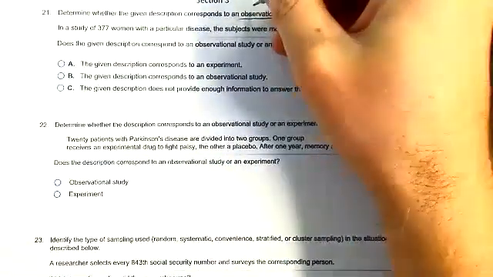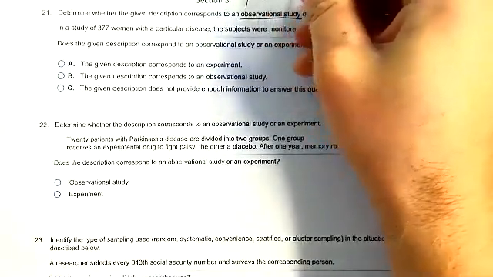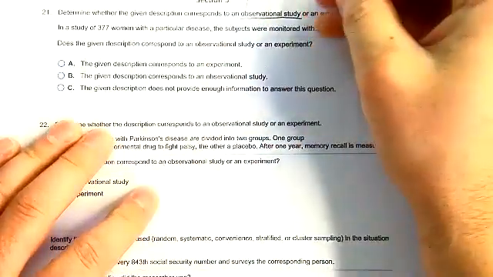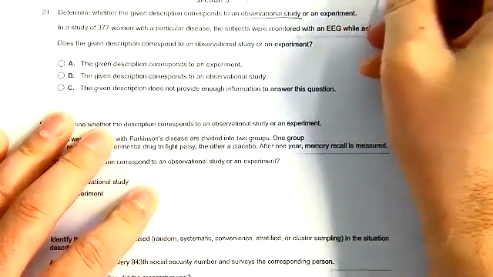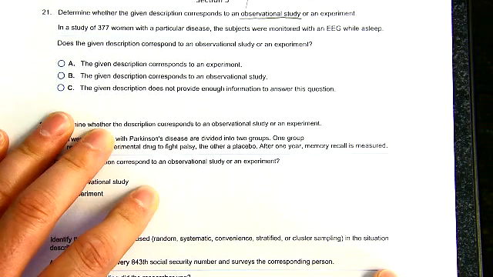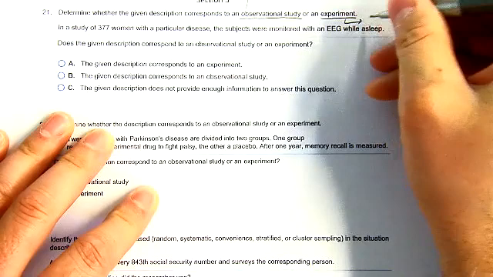So an observational study is you observe people or actions. So it's easier to explain what this is with the other one, which is an experiment, which is where you alter people.